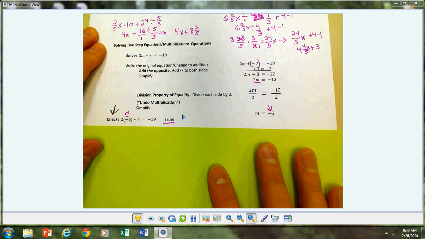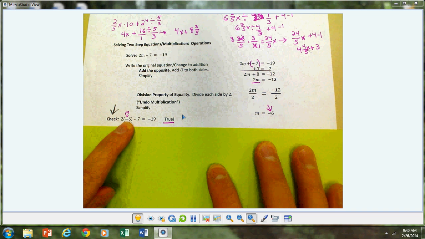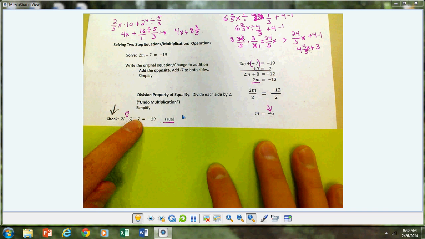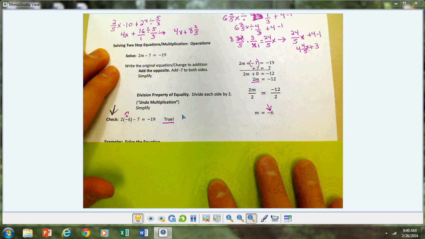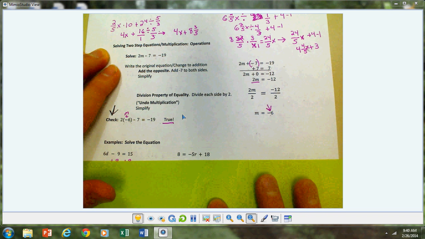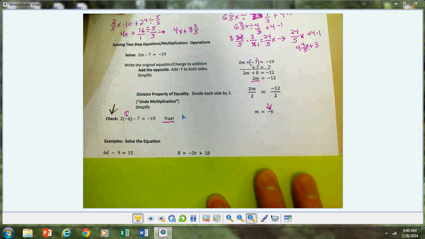To check, we replace m in our problem with negative 6. And we have 2 times negative 6, which is negative 12, minus 7, which equals negative 19. And that is a true equation, so that means that I've done things properly. What I want you to do right now is pause the video and answer the two problems that you have down on the bottom.